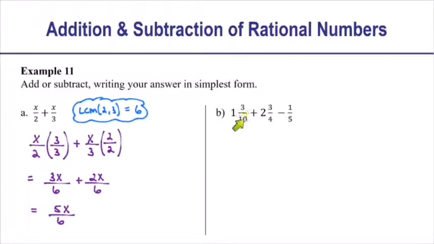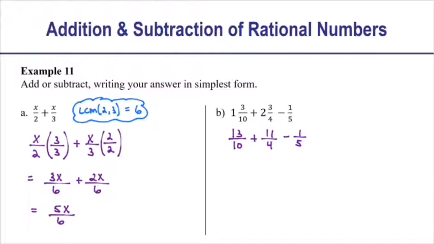In part B, we have 3 different fractions. 1 3/10 plus 2 3/4 minus 1/5. Now, just to make sure we don't run into any borrowing or carrying, I'm going to go ahead and convert these mixed numbers to improper fractions. So 1 3/10 becomes 13/10, 2 3/4 becomes 11/4, and of course 1/5 is not a mixed number.